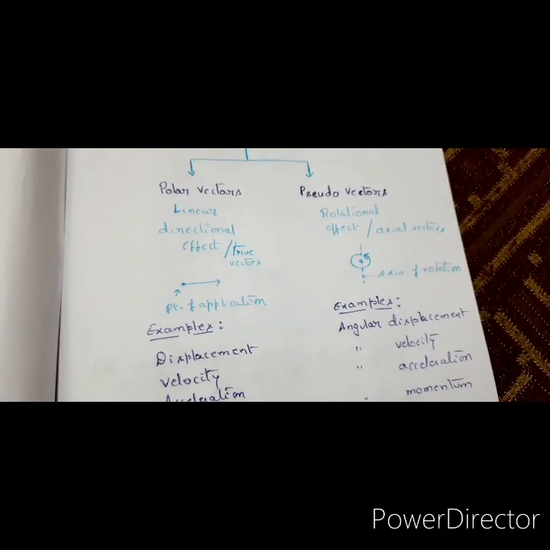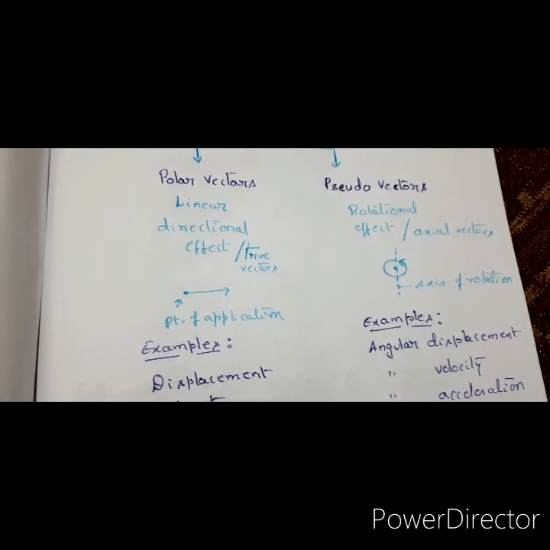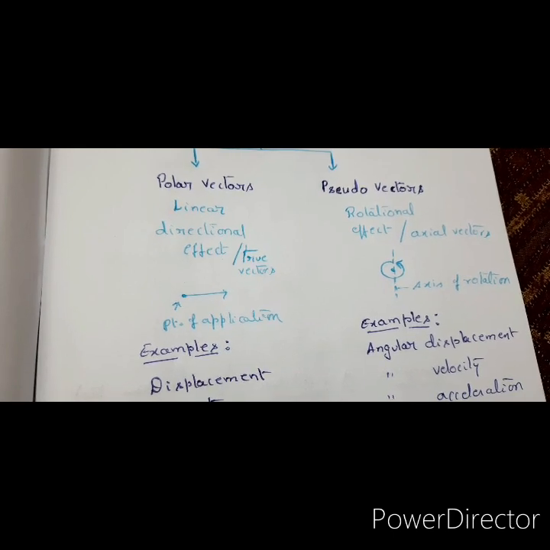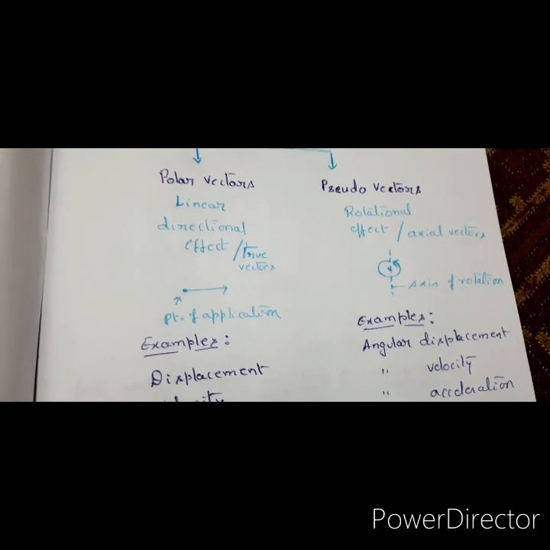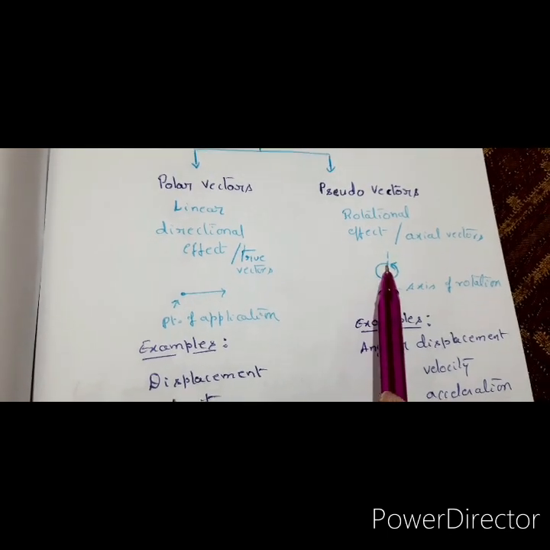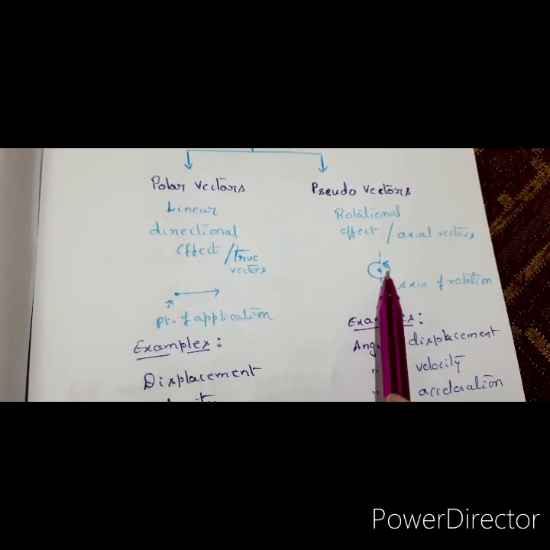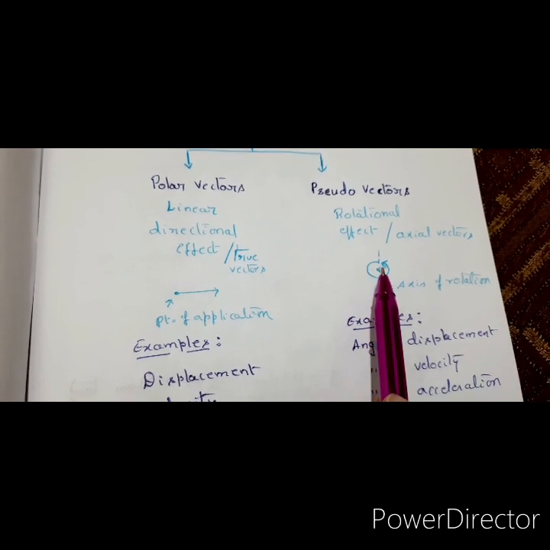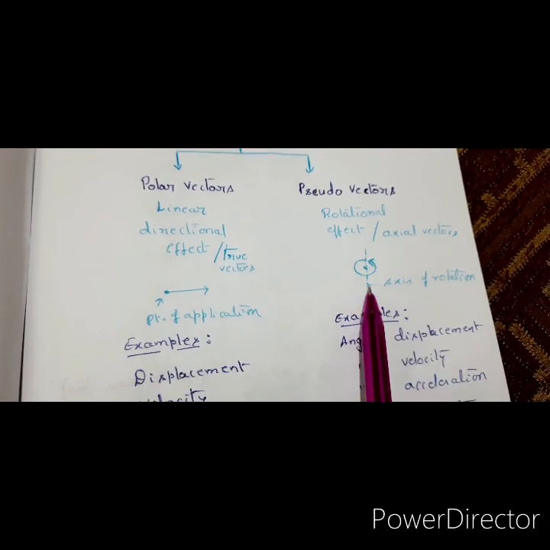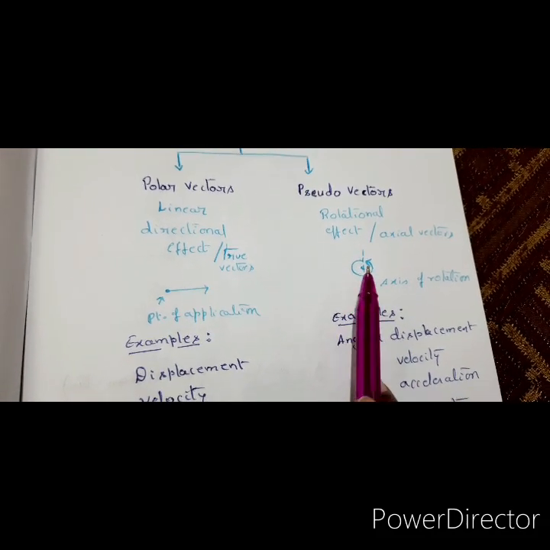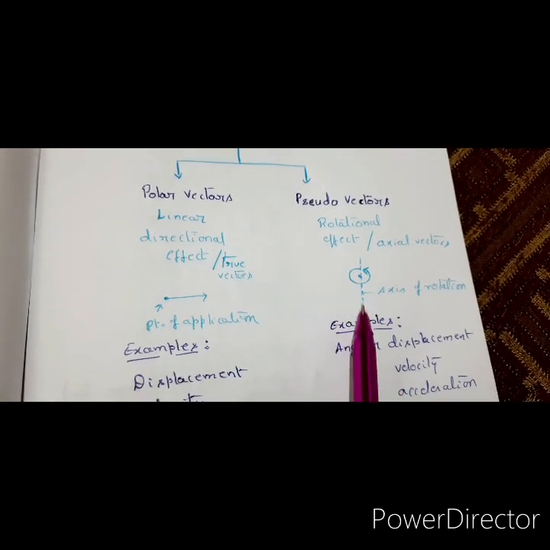And the other kind is pseudo vectors. So these vectors have rotational effect. These are also called axial vectors. Now suppose a disk is moving in an anti-clockwise direction like this, that means it is rotating. And now this is rotating about a particular axis. Then the direction of pseudo vectors is along the axis of rotation.